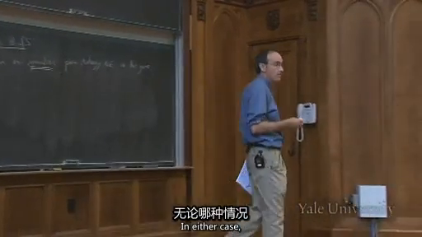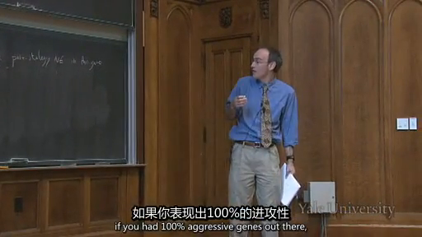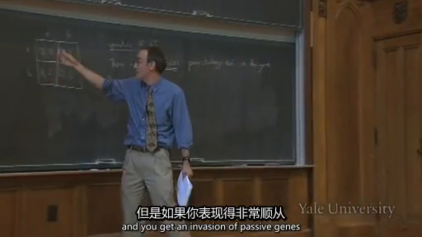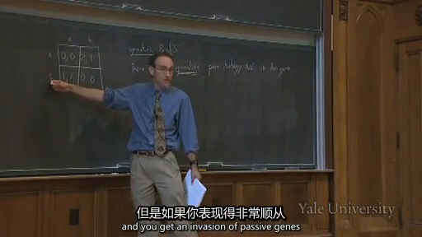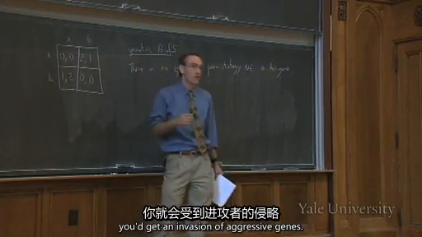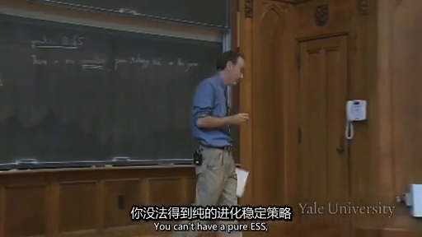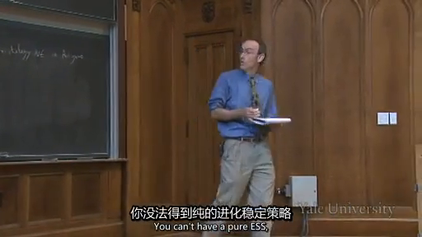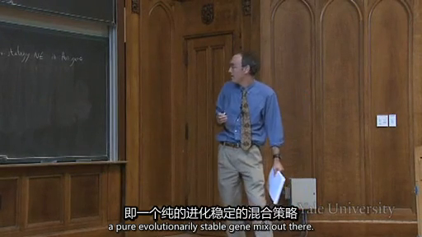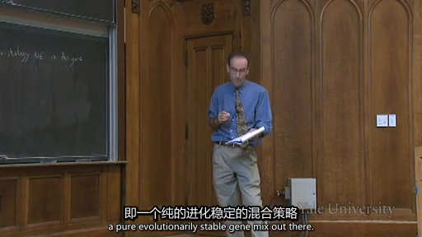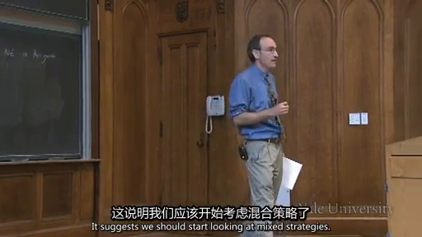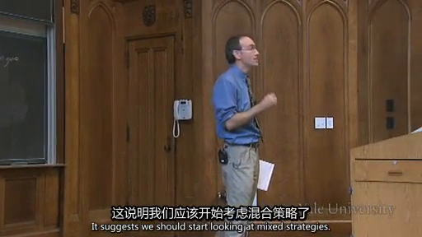Either case, if you had 100% aggressive genes out there, then it would be doing very, very badly, and you get an invasion of passive genes. And if you had 100% passive genes out there, you get an invasion of aggressive genes. Right? You can't have a pure ESS, a pure evolutionary stable gene mix out there. All right. So what does that suggest? It suggests we should start looking at mixed strategies.